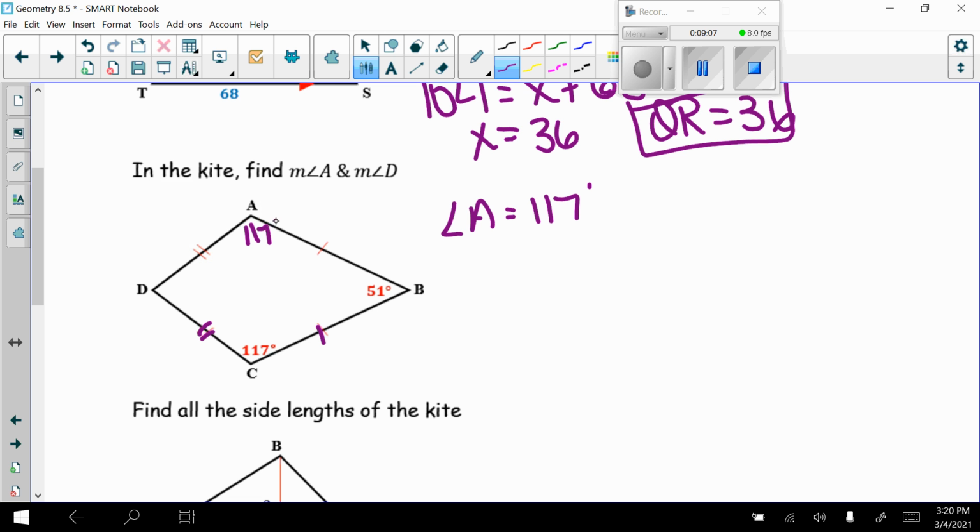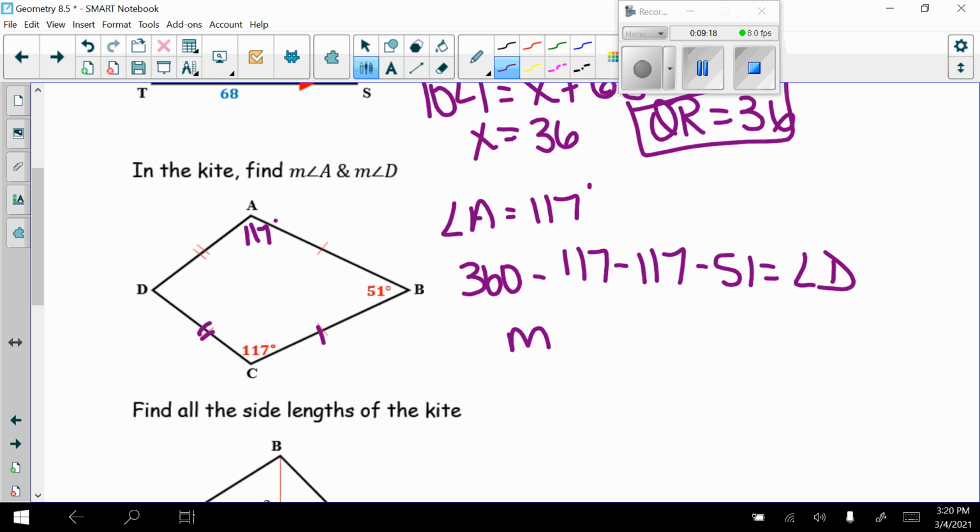A kite is still a quadrilateral, so all 4 angles still have to add up to equal 360. So 360 minus 117 minus 117 minus 51 is going to give me angle D. So then I find that the measure of angle D is equal to 75 degrees.